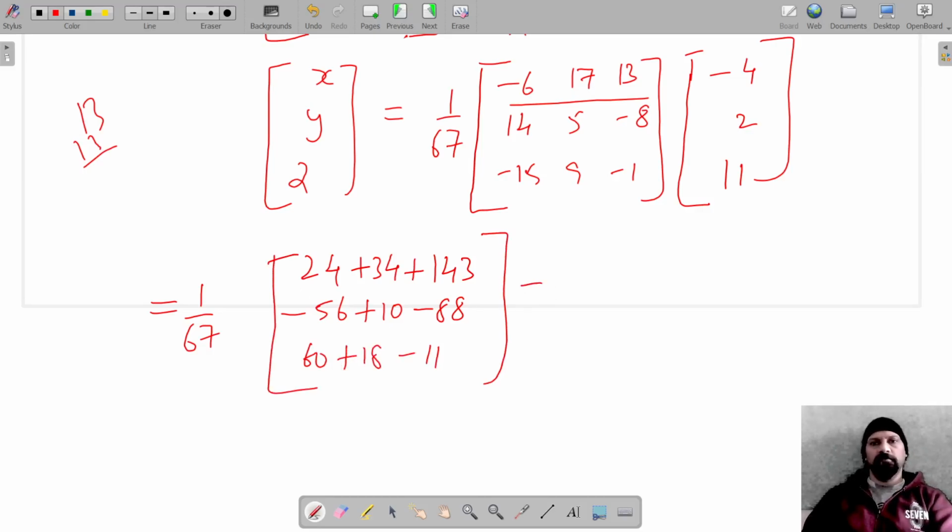Okay, so this is equal to 1 by 67 and negative 24 plus 34, plus 143, which is 153. 24 plus 4 plus 3, 7 plus 4 is 11, and 4 plus 3, 7 plus 2 is 9, and 1, 10. So this is then 201. Okay.